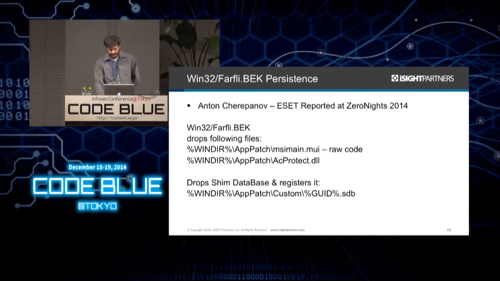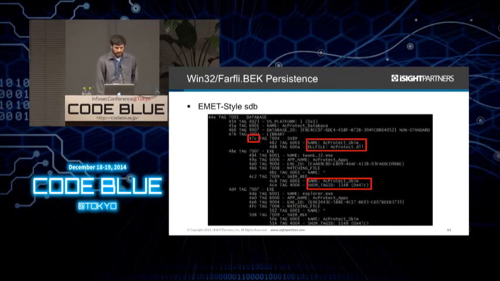If we take a look at the SDB file using SDB Explorer, we can see that there's actually 2 process names that are listed here, swung32.exe and explore.exe. The first one, you can see that, again, it's got that matching files asterisk. So as long as the process name matches, it's going to apply this particular shim. And then this shim is listed as acprotect.dll.